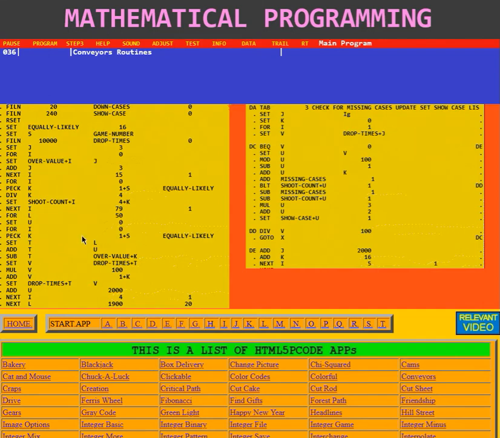Then it says get a random number again using the peck action, using the seed 1 plus the game number, equally likely, meaning that's 16, so it's going to be a value from 0 to 15. That's going to tell it which one of the chutes the case is going to drop from. The 0th one to the 15th one. There's 16 of them. Well, first it sets its time to L, and we have that starting at 50. And then we add to it the value of U.